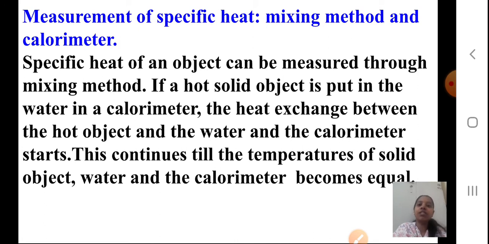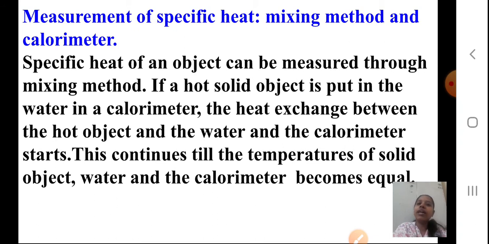Now, what is this mixing method? If a hot solid object is put in water in a calorimeter, what am I going to do? A hot solid object I am putting in the water which I have placed in a calorimeter. The heat exchange between the hot object, the water and the calorimeter starts. In 3 the exchange will take place. In which 3 substances, students? Hot object is going to give its heat to the water and calorimeter.